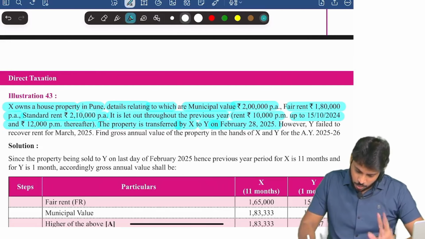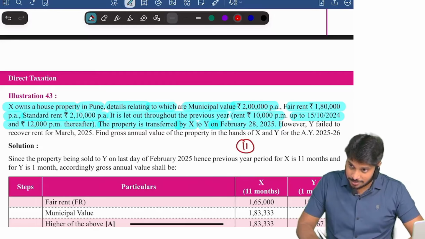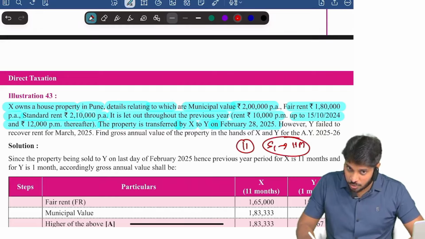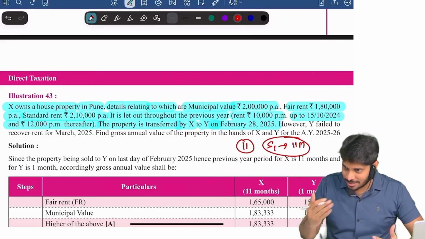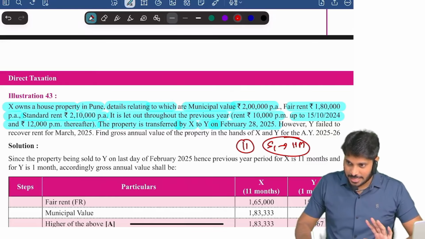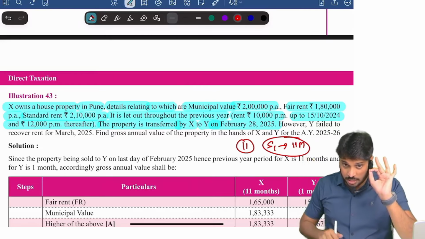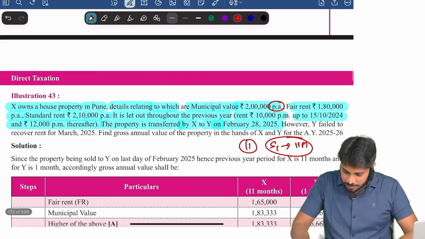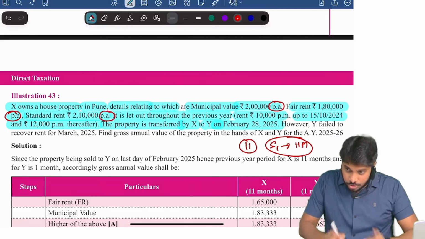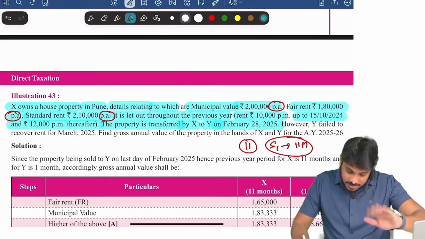Okay, X to Y. Who is Y? We don't know. Which means X is owner only for 11 months, remember. Which means step 1 expected rent we should compute only for 11 months. X transferred to Y on 28th February, which means March month X is not the owner. When you are not the owner for that 1 month, expected rent also you should compute only for 11 months. Here they gave per annum figures, remember, so you should convert them into 11 months first. Be careful.